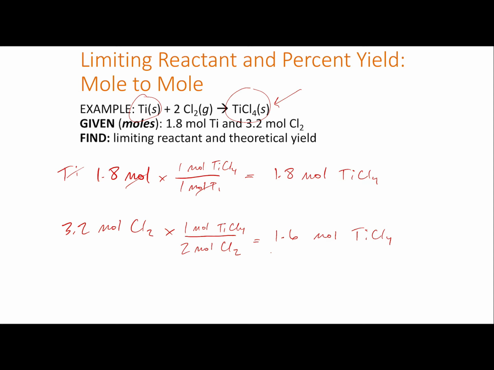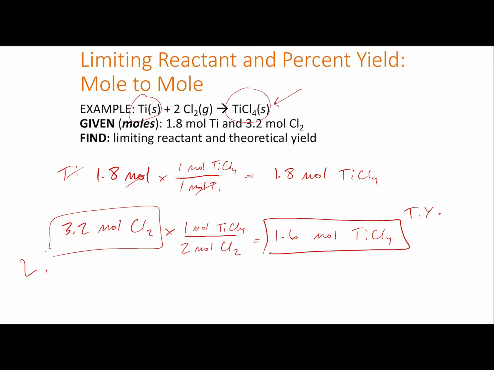So in this example, we see that the limiting reactant is the one that runs out first and makes the least amount of product. So in this case, the 1.6 moles that we end up with is the theoretical yield. And because it came from the 3.2 moles of chlorine, that is our limiting reactant. It's limiting because it ran out first, and the least amount of product is our theoretical yield.